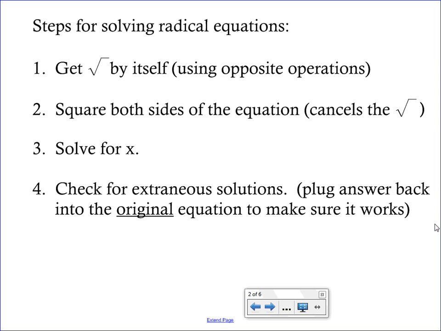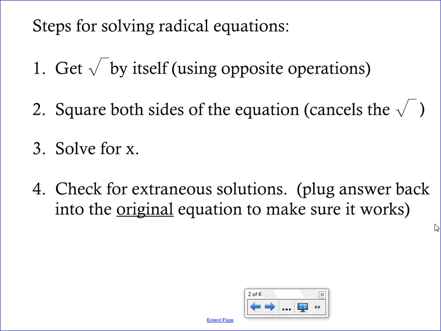So what an extraneous solution is, it's an answer that works out from the squaring process, and an answer that you would get by going through solving. But when you put it back into the original equation, and that's important, it has to be the original equation, it gives you a false answer.